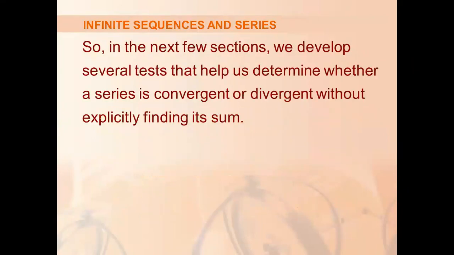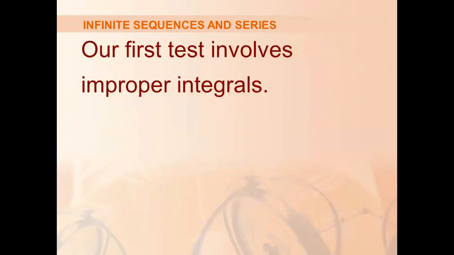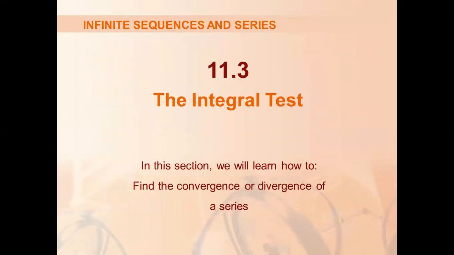So in the next few sections, we develop several tests that help us to determine whether a series is convergent or divergent without explicitly finding its sum. The first test involves improper integrals, and it is called the integral test. This is section 11.3 of your book, Thomas Calculus, 11th edition. In this section, you will learn how to find convergence or divergence of a series by using the integral test.